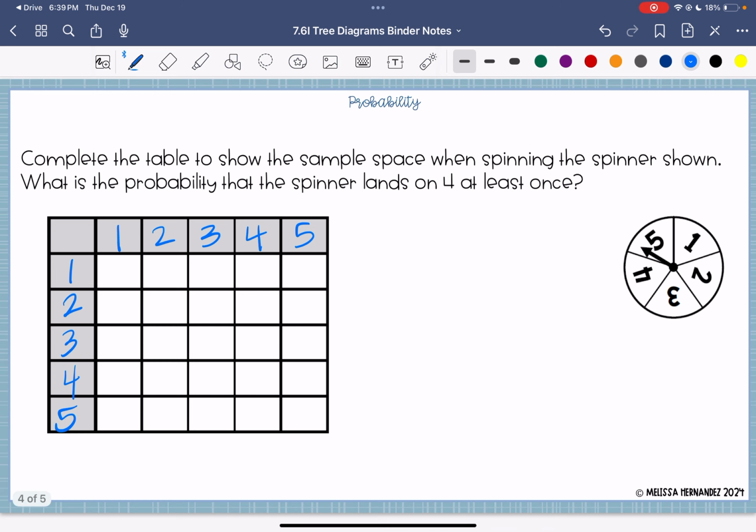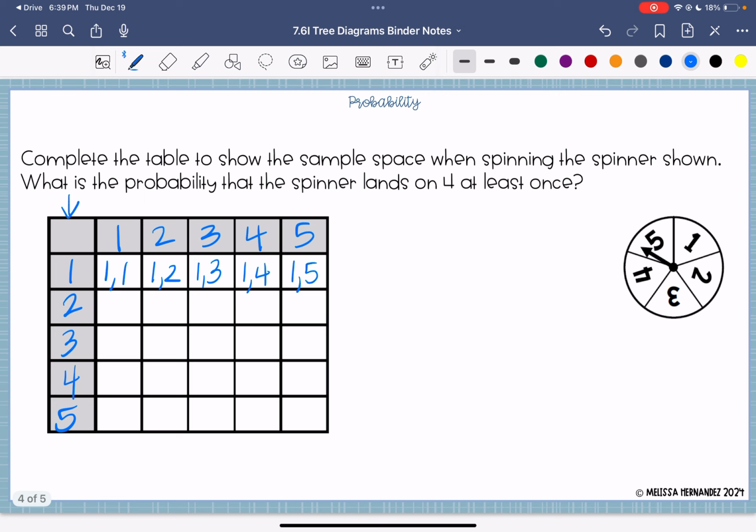So the first time you can land on 1, and the second time you can land on 1. The next time you can land on 1, and then the second time you can land on 2. So I'm using the row, or I'm sorry, the column. The first time I can land on 1, and the second time 3. First time I can land on 1, and the second time 4. The next first spin I can land on 1, and my second spin can be 5.